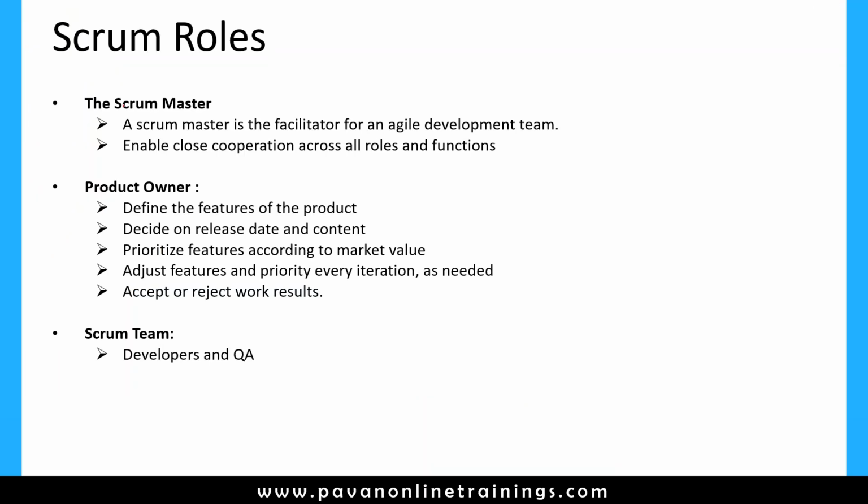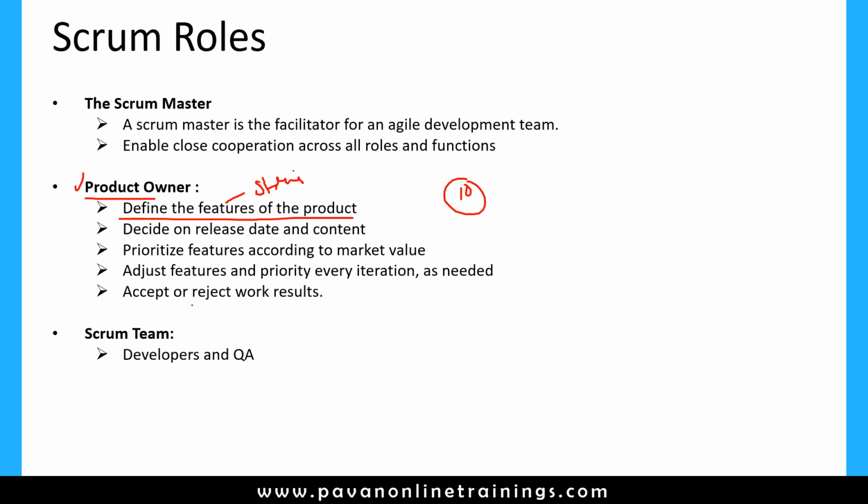So the responsibilities of the product owner: he will define the features of the product. Based upon the customer requirements, he will define the features, in the sense again epics and stories. And he will also decide on release date and content. He is the person who will decide the release date and everything. And he will prioritize the features according to the market value. Suppose the customer gave, let's say, 10 requirements, and the product owner will decide which one is the priority one, and those features will be delivered first to the customer.